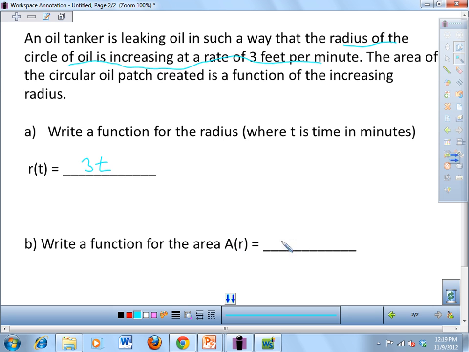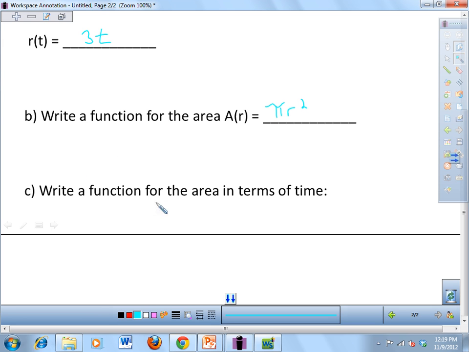Write a function for the area without respect to the time right now. So it says the area of the circular oil patch is a function of the increasing radius. So how do I find the area of a circular oil patch? You know this. How do you find the area of a circle? Pi r squared. Okay? So now what they want in the next section is a function for the area in terms of the time. So this is the radius in terms of the time, and this is the area in terms of the time. So how can I come up with a function for the area in terms of the time?